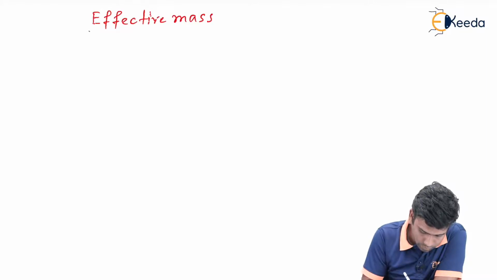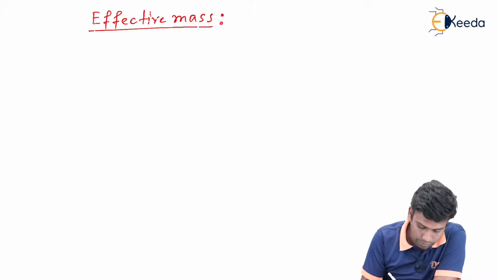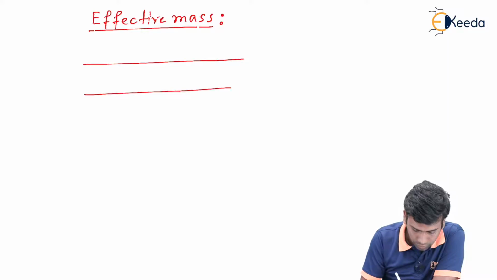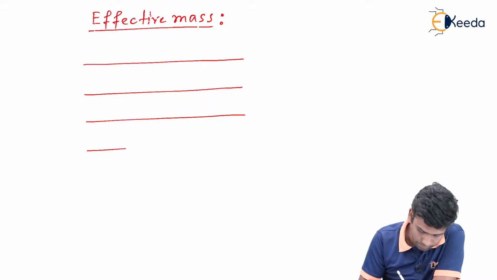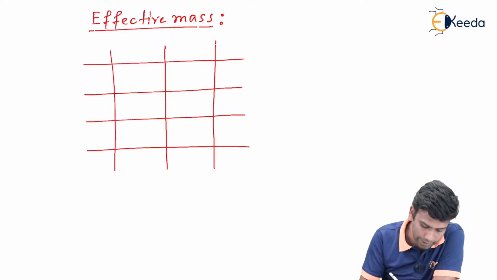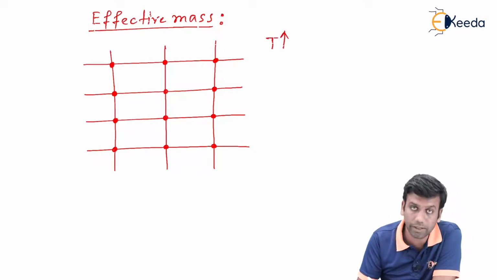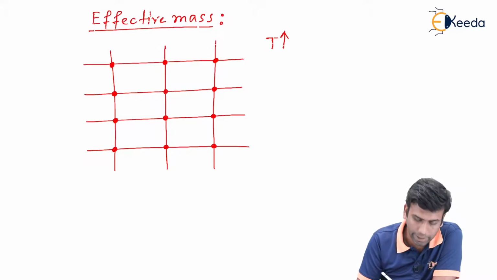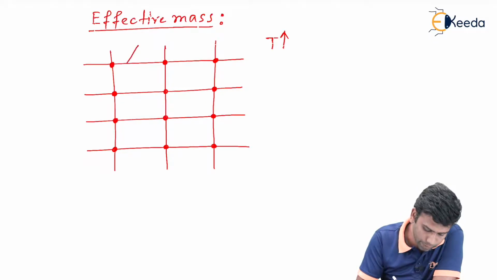So, effective mass. From the bond model, we know that if we draw the bond model, so this is the bond model. At every cross section, there is a silicon atom. Now, if I increase the temperature to some certain value, then some of the bonds in the silicon atom will be broken. So, let us assume that this bond has been broken.